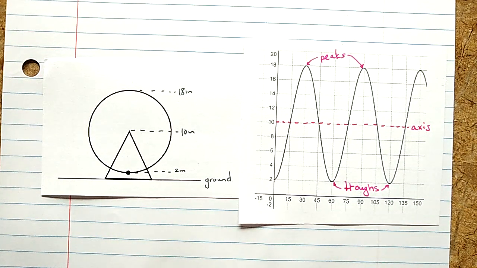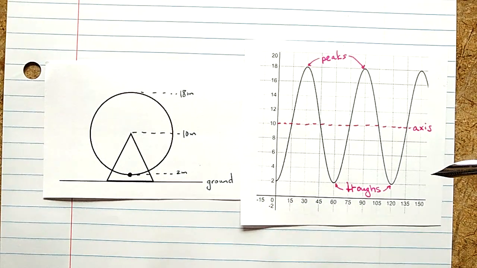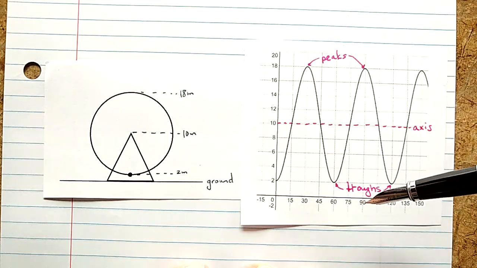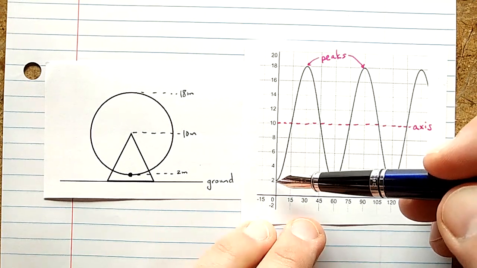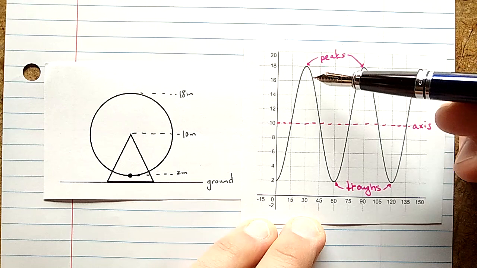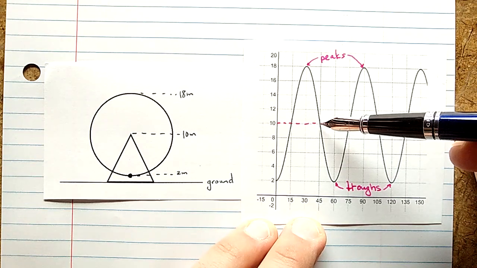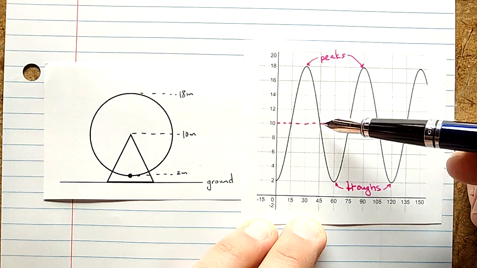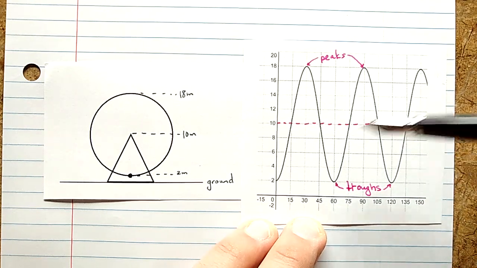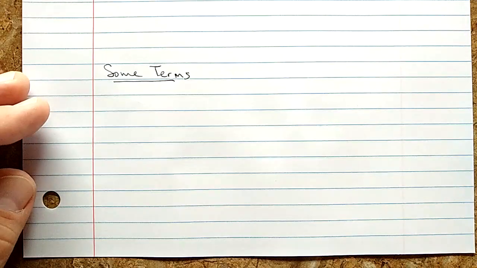This is what we needed to do for this problem, but we can use this graph now to answer some questions about the movement of this car as it moves around the circle. For example, what will its height be after 45 seconds? It starts down here at 2, up to 18, and it goes back through the middle again, the 10 meter mark, at the 45 second mark. So we can use our graph to answer some questions.